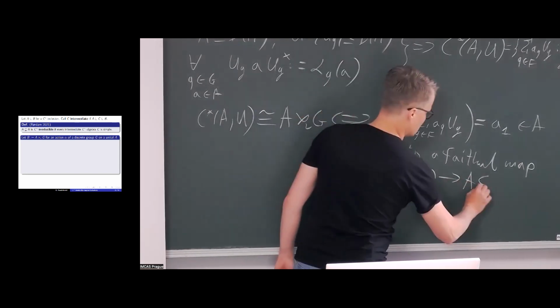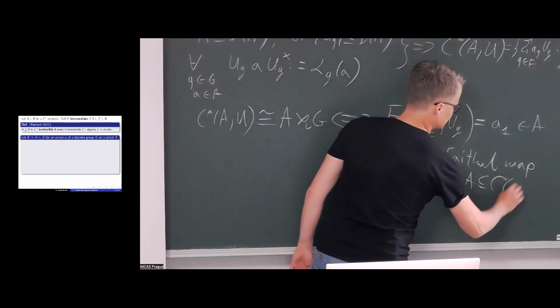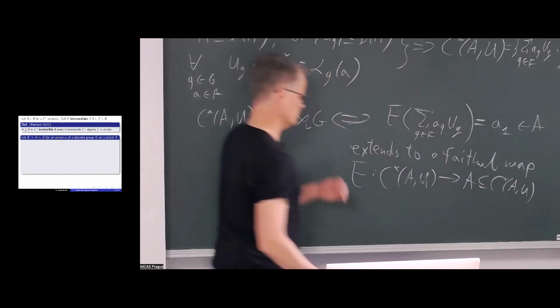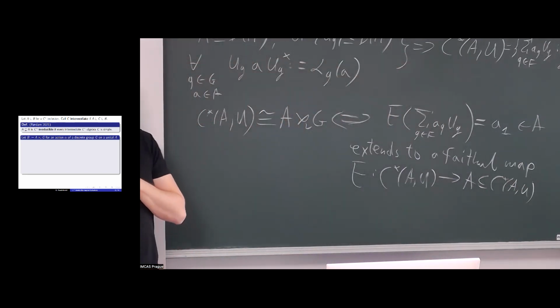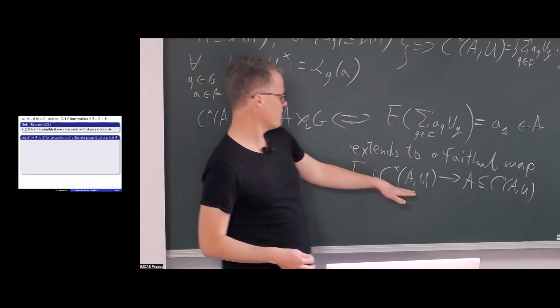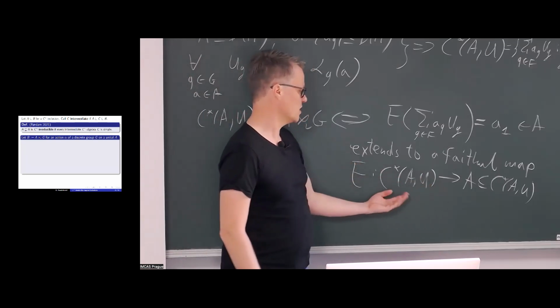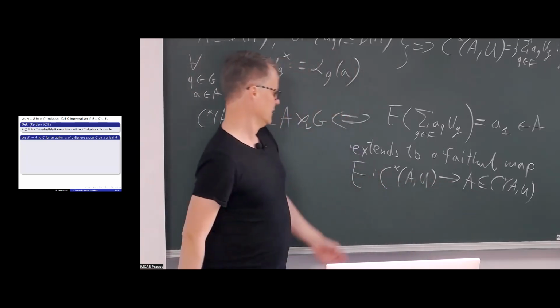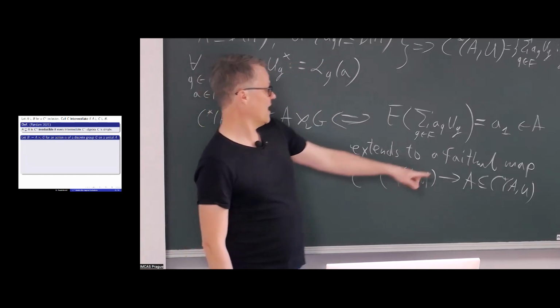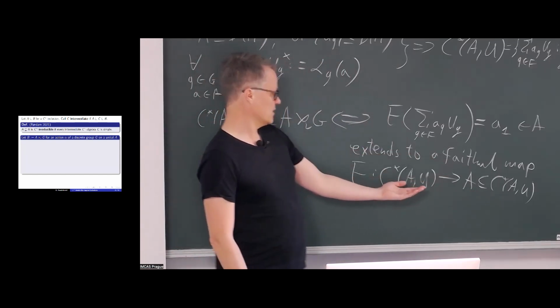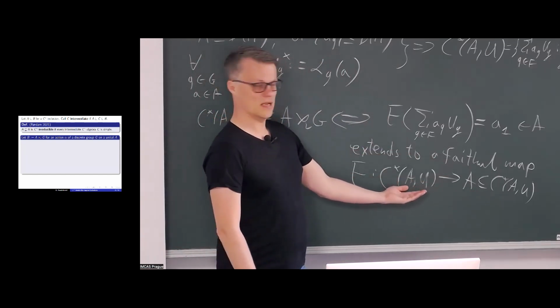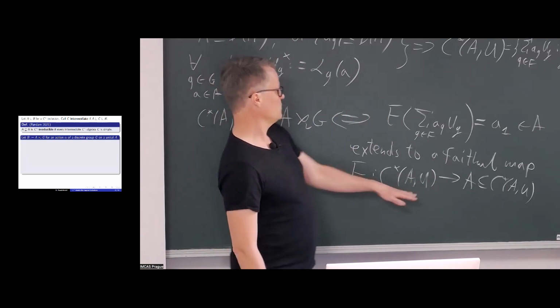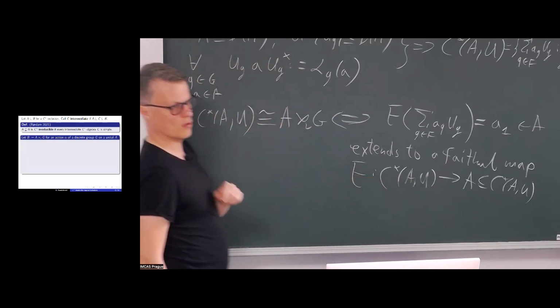Which sits in this. This is what we call conditional expectation. We have a projection from your C*-algebra onto the sub-algebra, which is contractive. And faithful means that it does not kill non-zero positive elements here. So this piece of data characterizes what we call the reduced cross product.